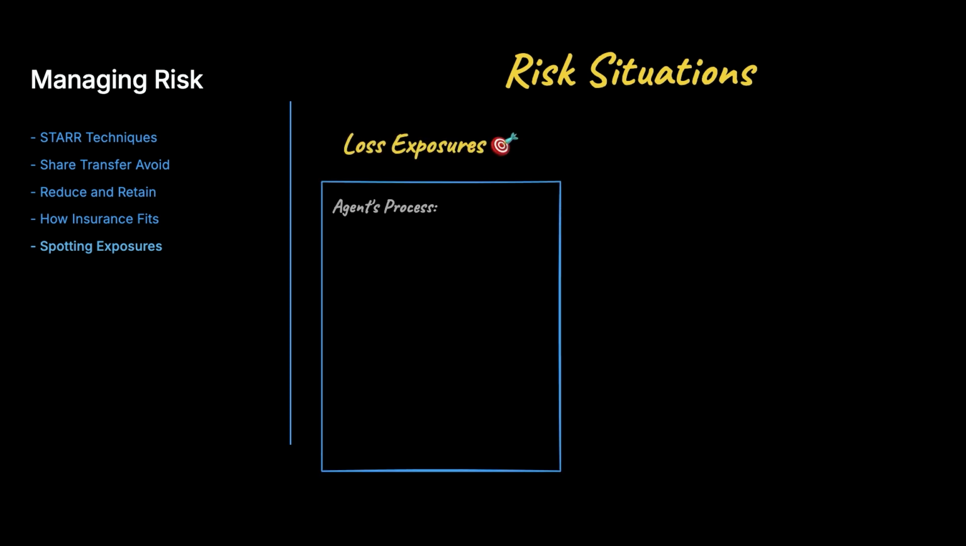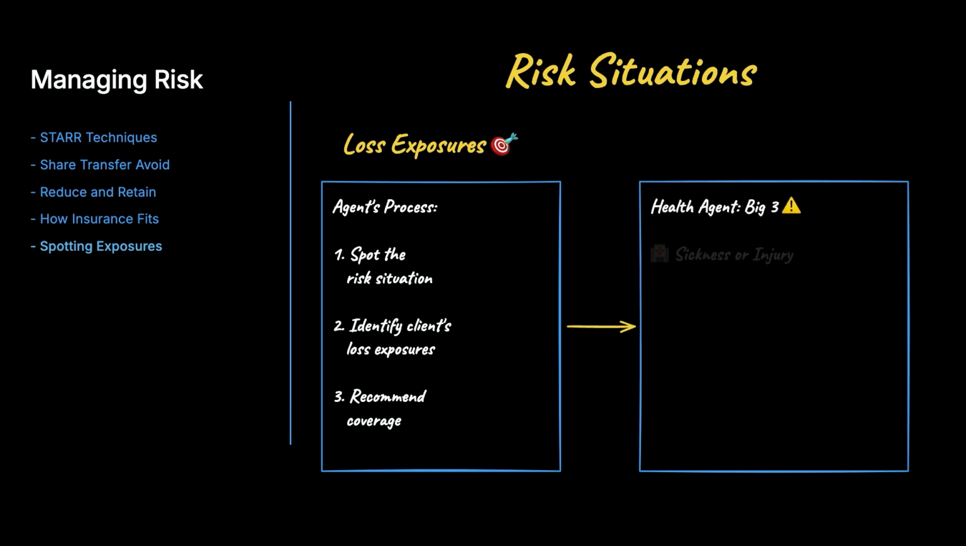Closely tied to this is spotting a risk situation, any circumstance where a loss could occur. This is the core skill of an agent. You identify a client's loss exposures, then recommend coverage. For a health agent, the big ones are getting sick or injured, becoming disabled and losing a paycheck, and needing extended long-term care later in life.